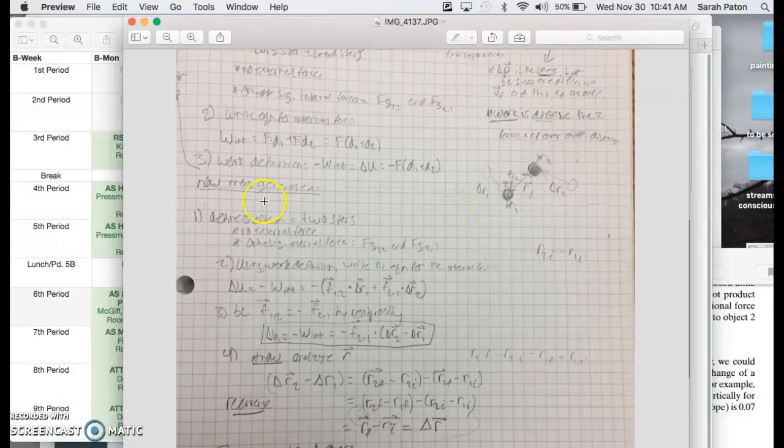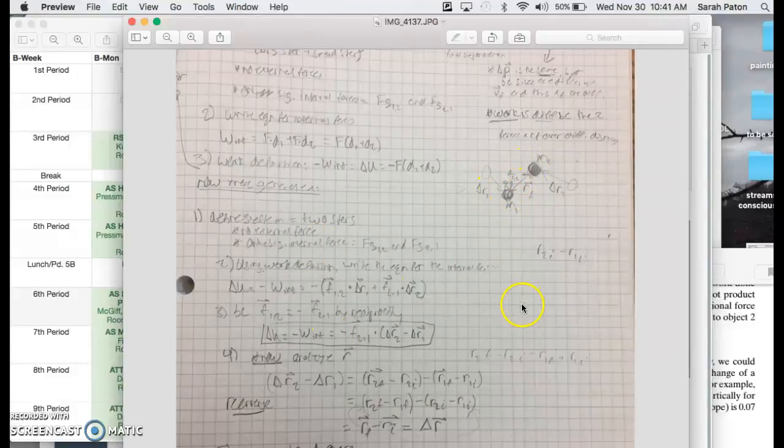So first of all, I started by defining my system as two stars, like the diagram said in the book. This is star 1, this is star 2. Then I identified the forces. There are no external forces because my system is the two stars, and the only significant internal force is the gravitational force between these: the gravitational force of 1 on 2, and the gravitational force of 2 on 1.